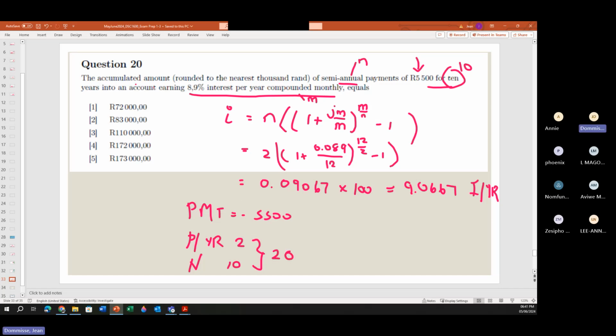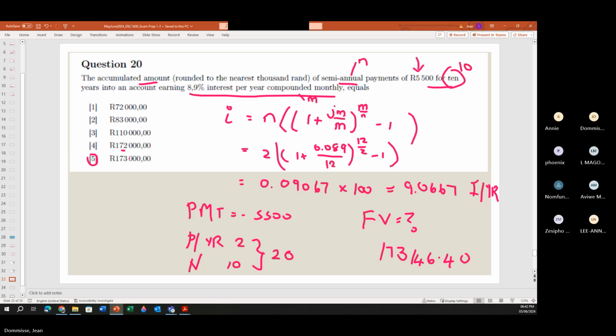And they want us to work out the accumulated amount. So they want us to work out the future value of that. When I put all of that in, I get 173,146.40. Okay, what do they say? Round it to the nearest thousand. So 173. Okay, so option 5.